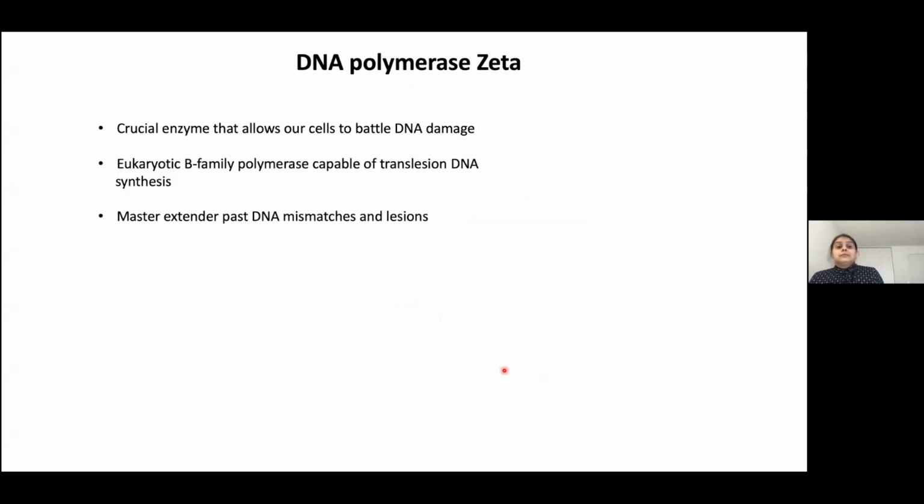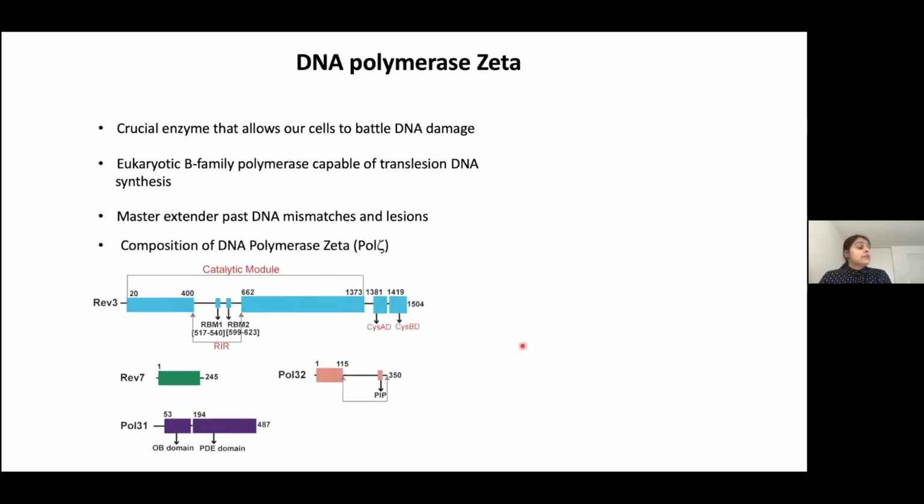So what is DNA polymerase Zeta? It's a crucial enzyme that allows our cells to battle DNA damage. It's a member of the B family of polymerases capable of translesion DNA synthesis, wherein it acts as an extender past DNA mismatches and lesions. In terms of the composition of Pol-Z, it's made up of 4 subunits, Rev3, Pol31, Pol32, and Rev7. Rev3 has a catalytic module and 2 cysteine-rich modules at the C terminus called CysA and CysB.